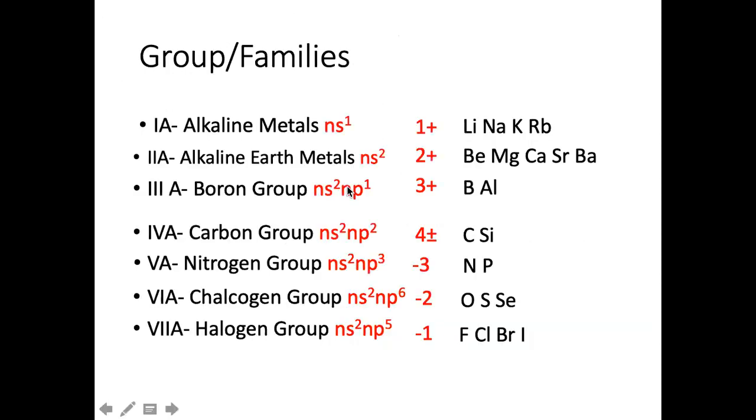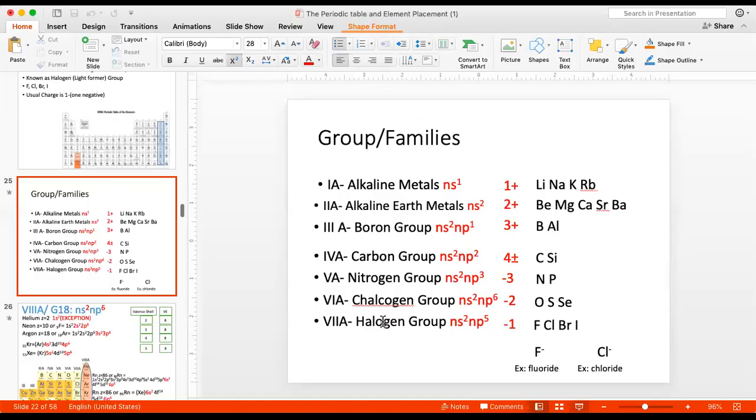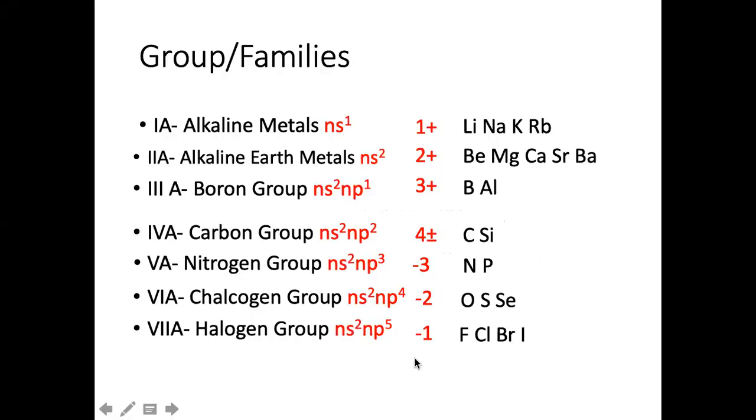Why? ns2 and p5, right? Let me just edit this. So this one again is p4. And so we're going to have here ns2 and p5. And this one will be 1 negative. And F negative 1, that is called fluoride. Chlorine is called chlorine, but Cl negative 1 is called chloride. Bromide and iodide for the negative charges.